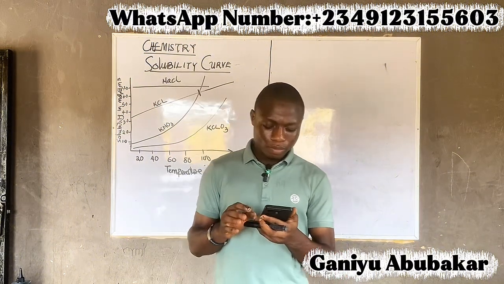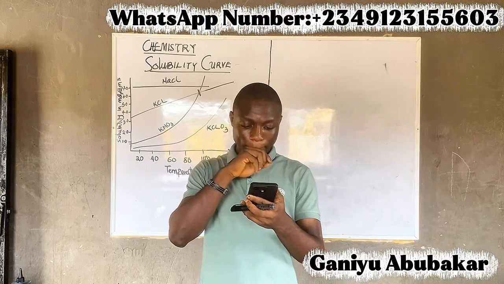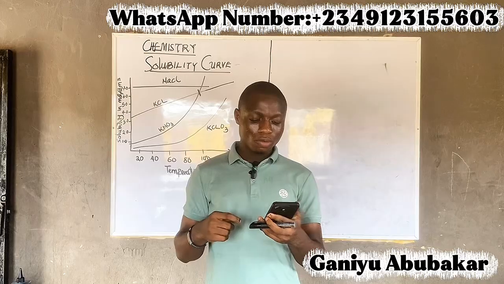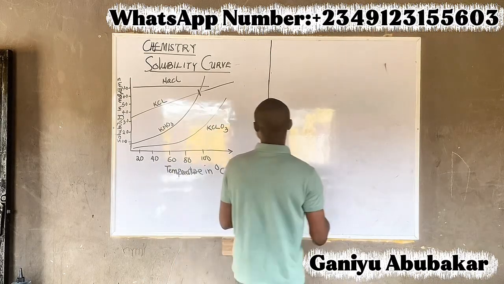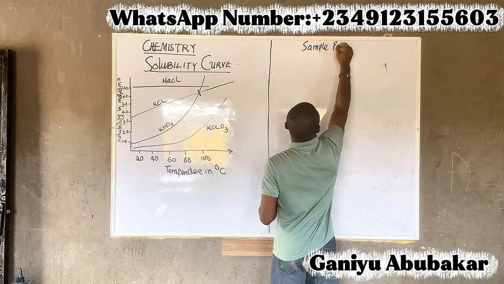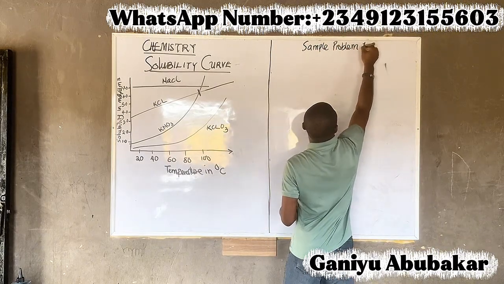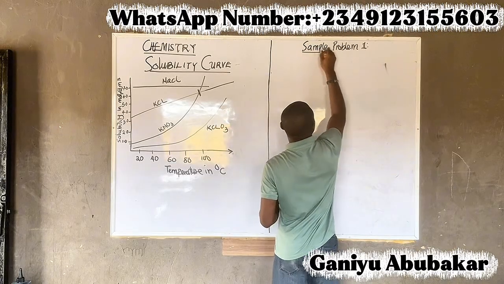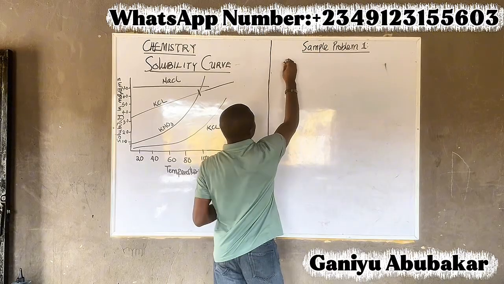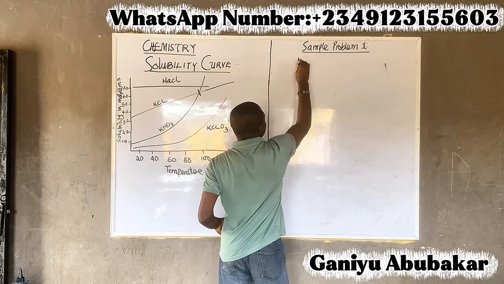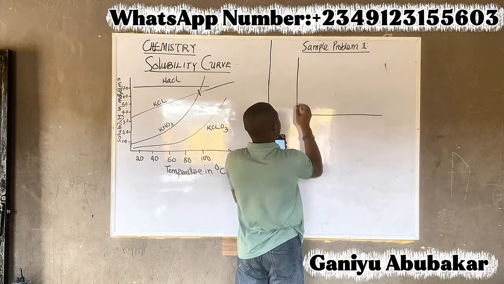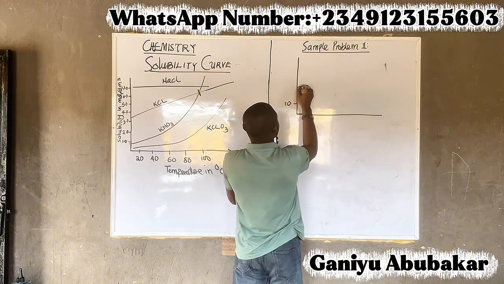This example has a diagram, so let's write the diagram first. Sample problem 1. The graph is this. It says study the solubility curve below.